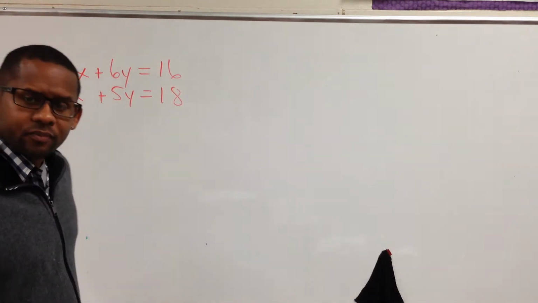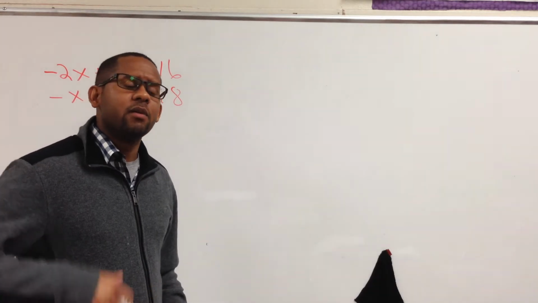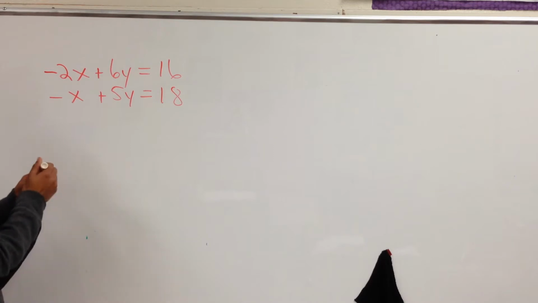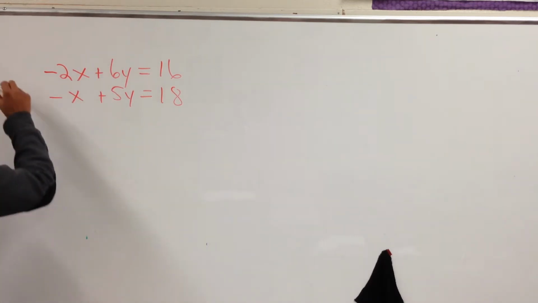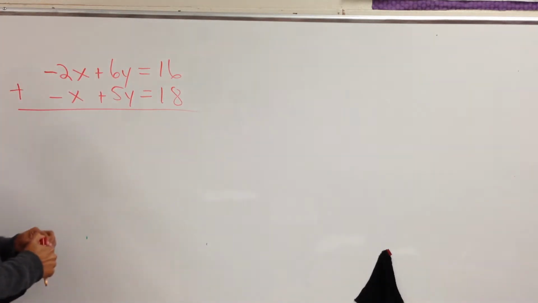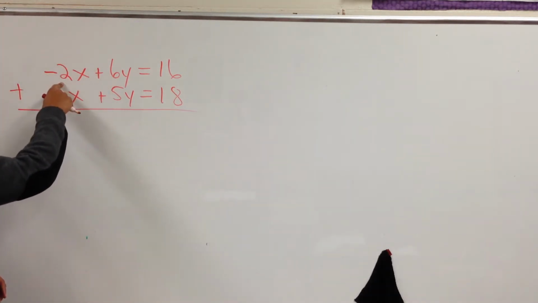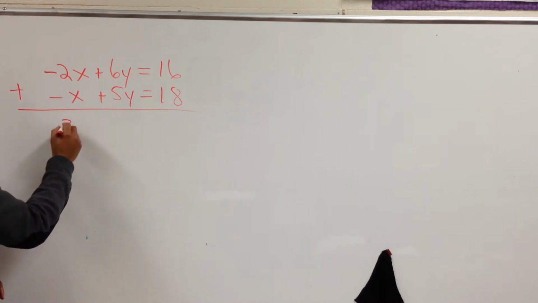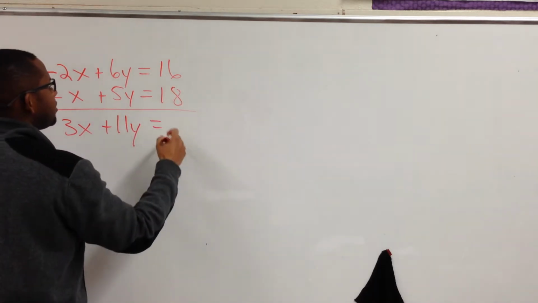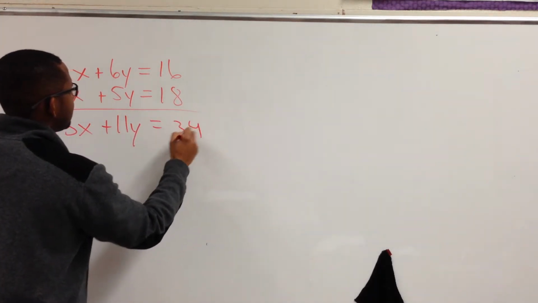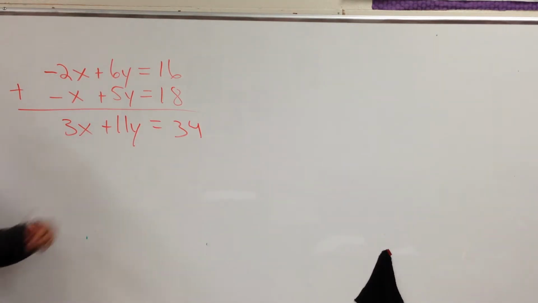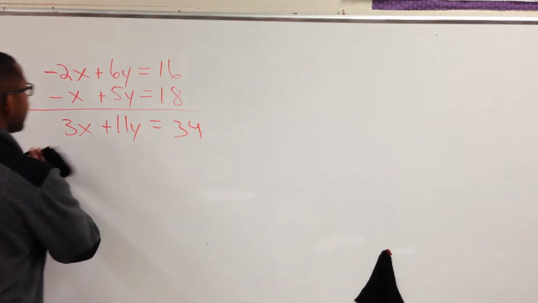So here's the problem. You already know how to solve these with elimination. What you're trying to do is get rid of one of these variables, either eliminate the x or eliminate the y. And you would typically do that by adding these equations. But what happens here is I can't add: -2 plus -1 gives me -3x, 6 plus 5 gives me 11y, 16 plus 18 gives me 34. I haven't eliminated any variables, so this doesn't work as it stands right now.